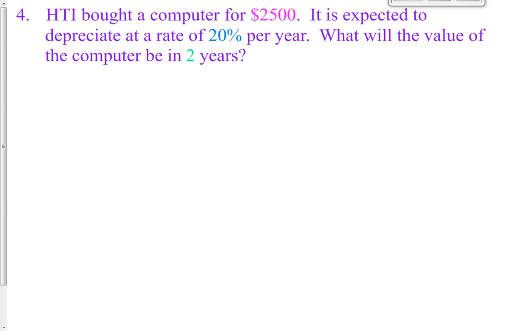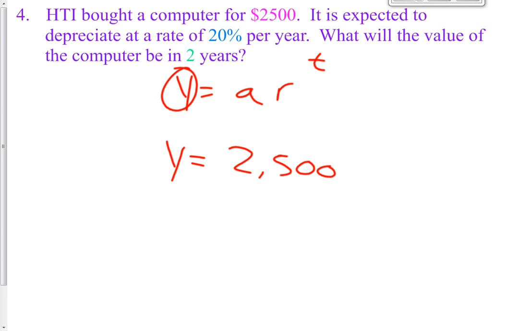Our equation is still y equals A R raised to the t. So what will the value of the computer be worth in 2 years? We want to know what y is. So y equals, the initial amount is letter A, so the initial amount of the computer is 2,500, multiplied by the rate. Now it's expected to depreciate at a rate of 20%.